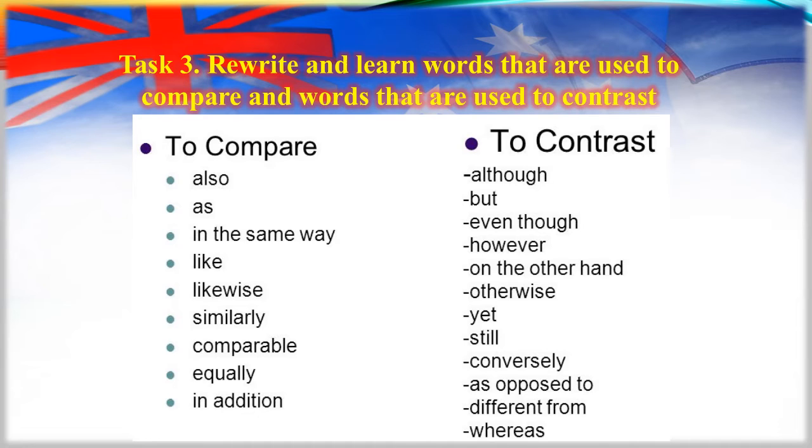Task 3. Rewrite and learn words that are used to compare and words that are used to contrast. To compare: also, as, in the same way, like, likewise, similarly, comparable, equally, in addition. To contrast: although, but, even though, however, on the other hand, otherwise, yet, still, conversely, as opposed to, different from, whereas.